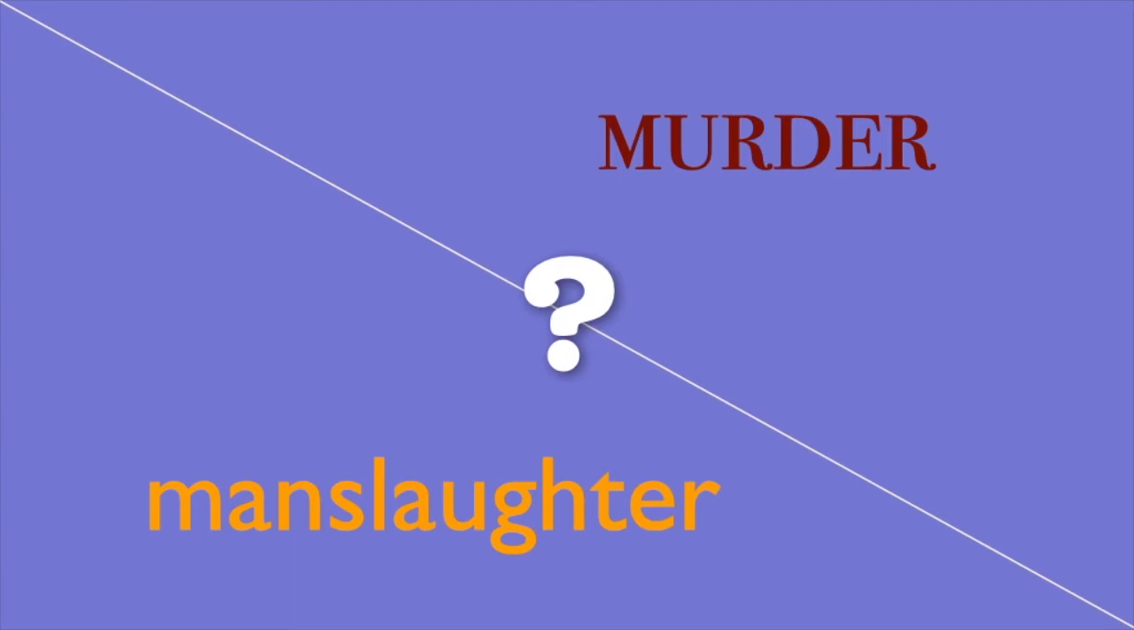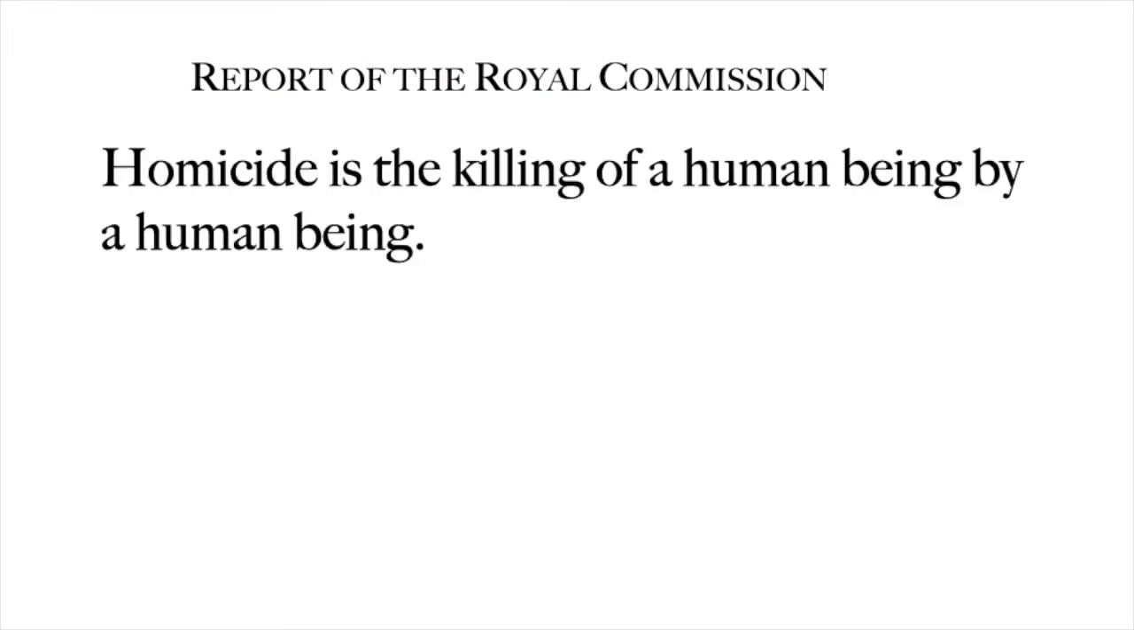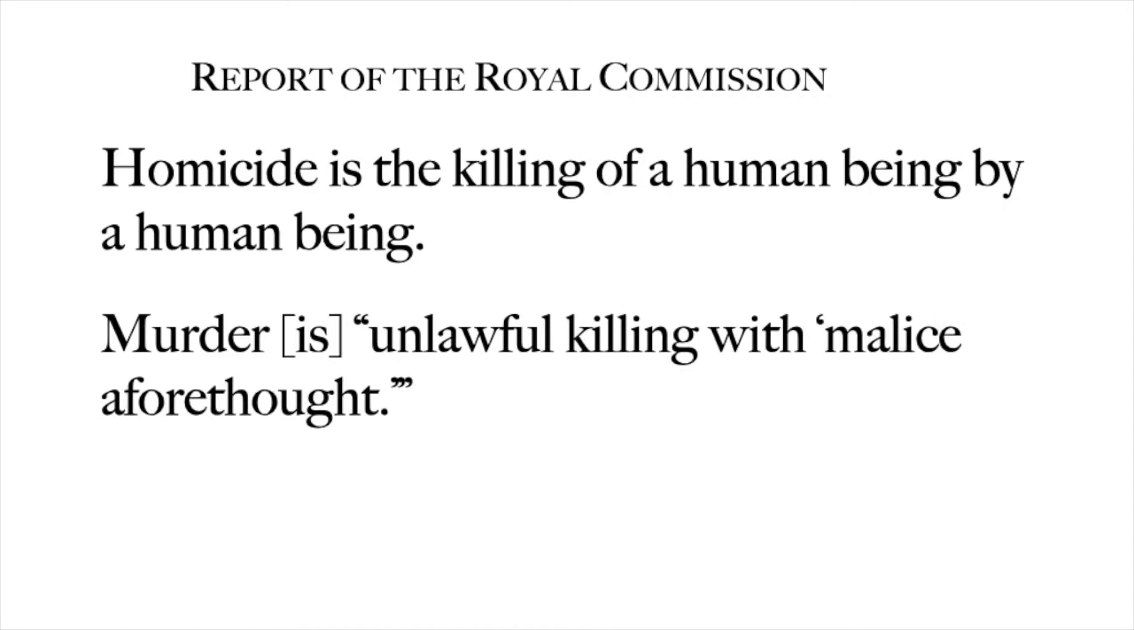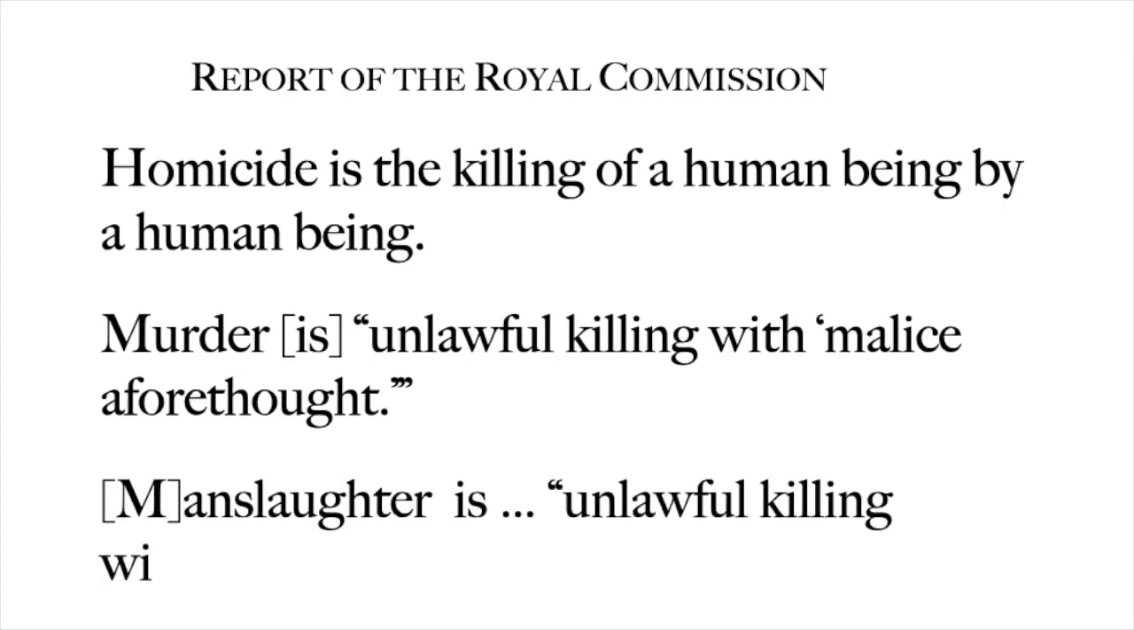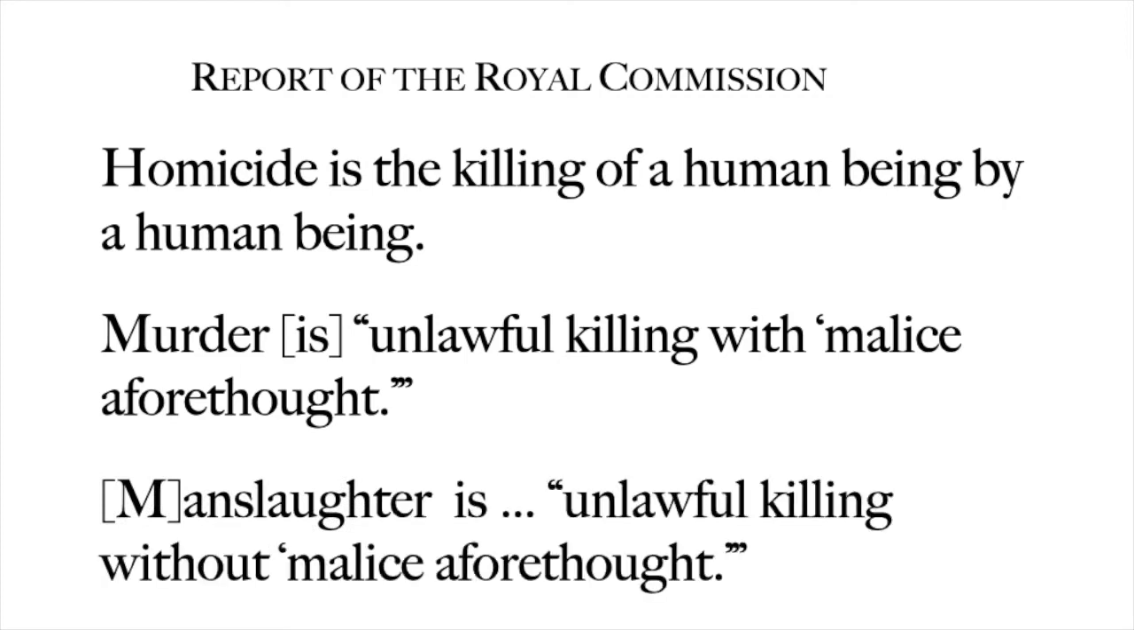The traditional answer appeals to the kind of culpability the prosecution proves. Murder is unlawful killing with something called malice aforethought. Manslaughter is unlawful killing without that something called malice aforethought. The distinction is drawn succinctly in the report of the UK Royal Commission. Homicide is the killing of a human being by a human being. Murder is unlawful killing with malice aforethought. Manslaughter is unlawful killing without malice aforethought. With or without this mental element, malice aforethought.